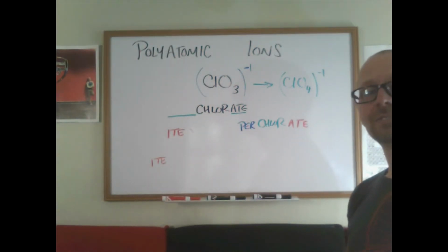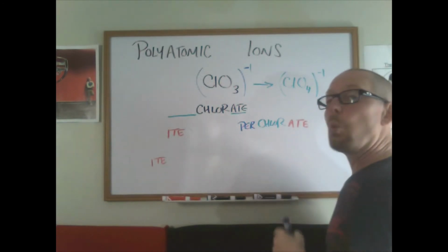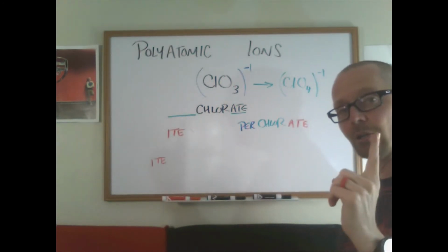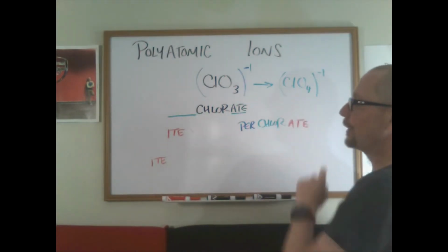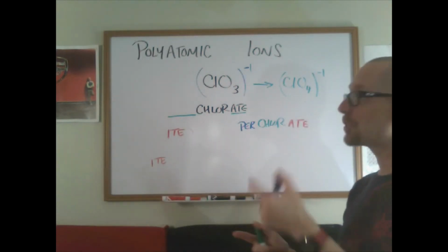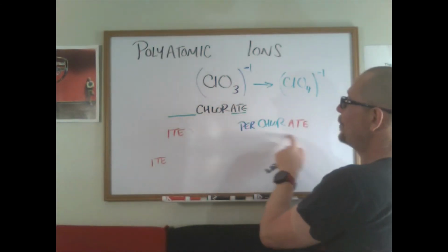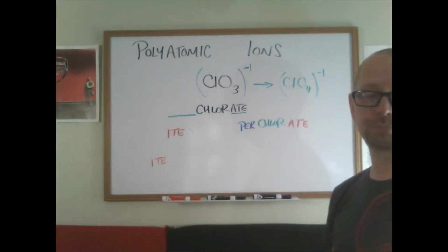Okay? Perchlorate means 1 more oxygen. That per means 1 more oxygen on the ion to balance everything out. So if you know the chlorate form, the perchlorate form is just throw on an extra oxygen, just increase the oxygen by 1.